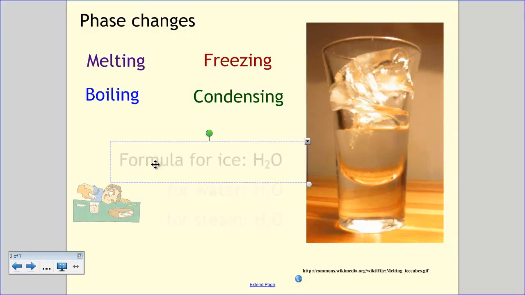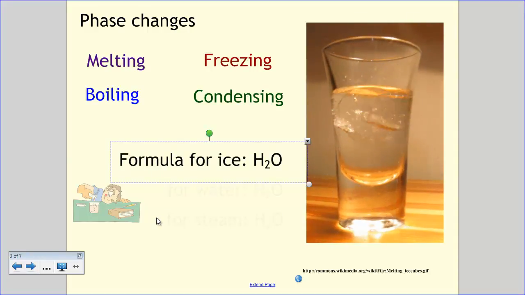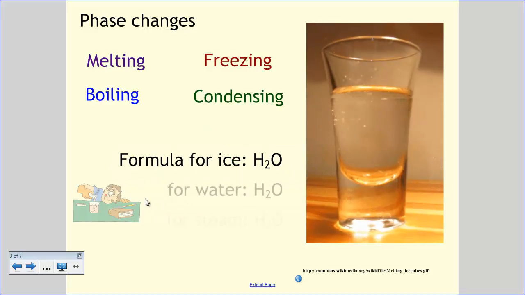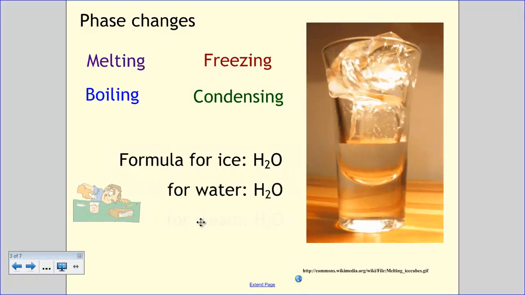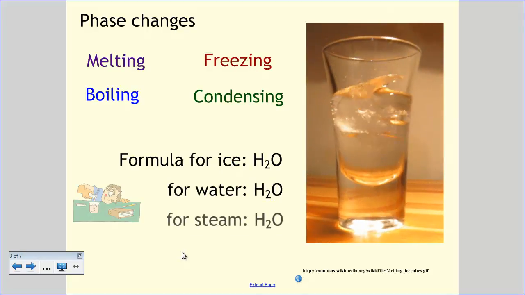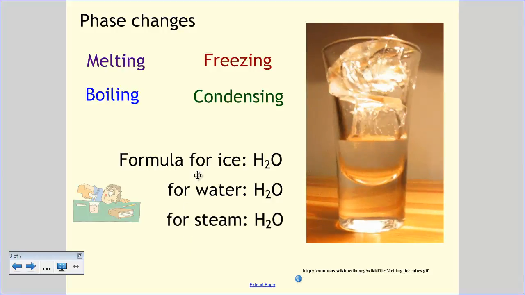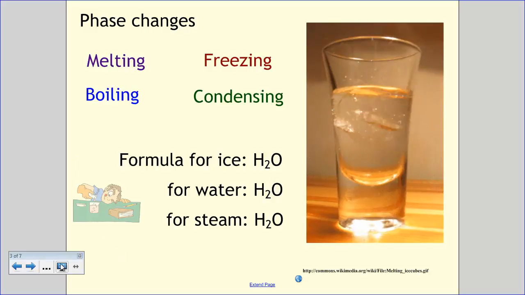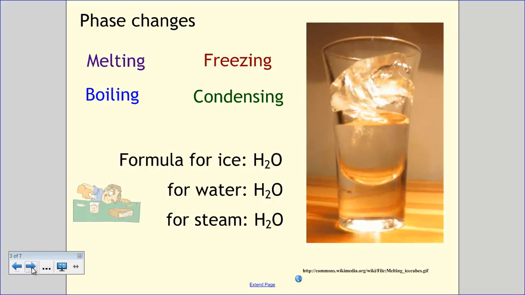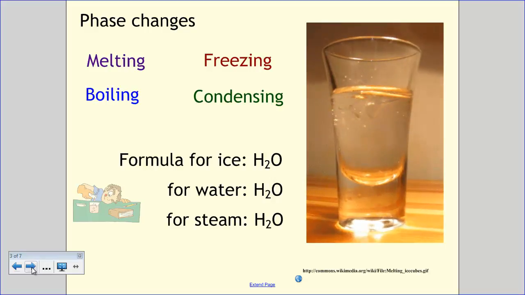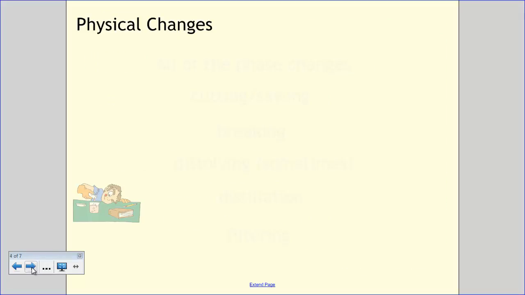But what's important to realize here is that the formula doesn't change. So as these ice cubes melt into water, it's still H2O. That's the formula the whole time. And if we boiled them off and turned it into steam, into water vapor, the formula would still be H2O. It doesn't change at any point. Okay, it's still just going to be H2O the whole time. It's the form that's changing, not the formula.